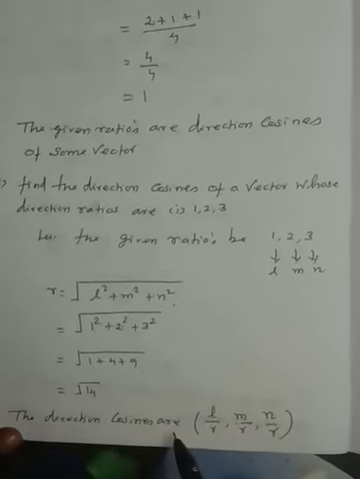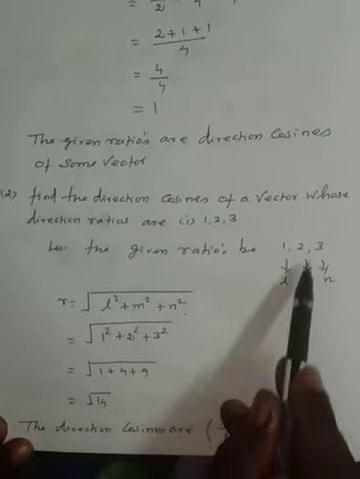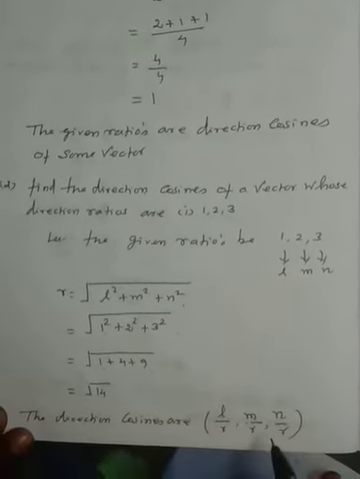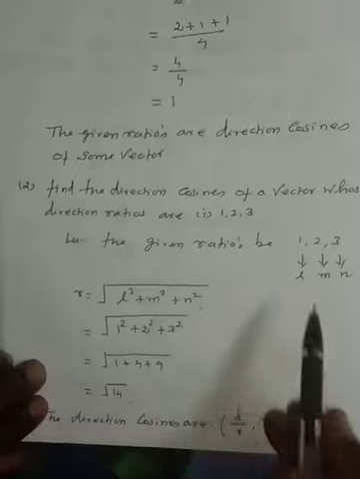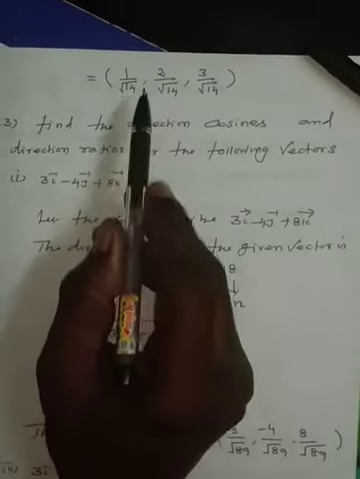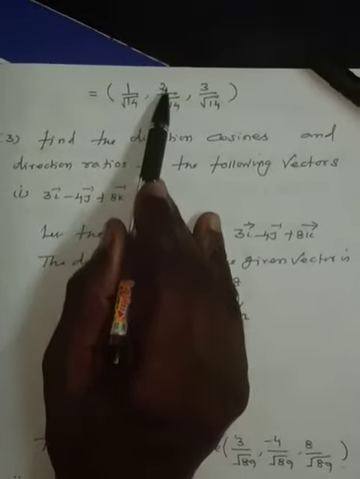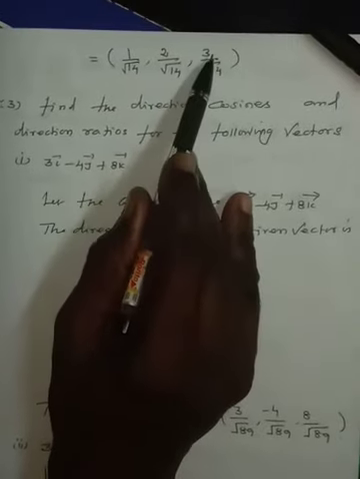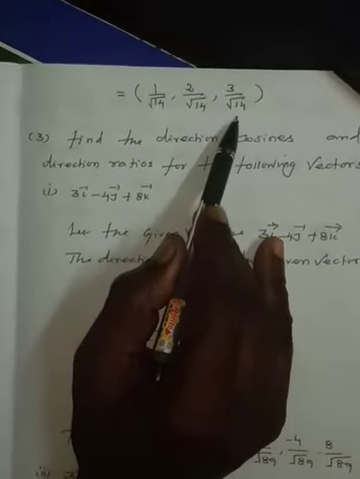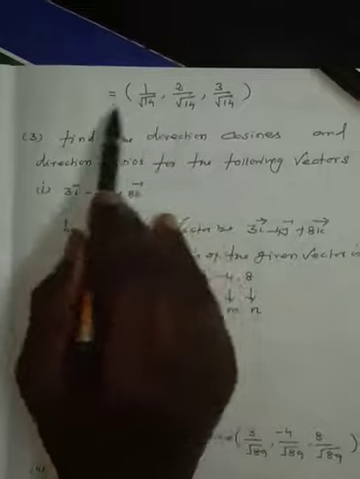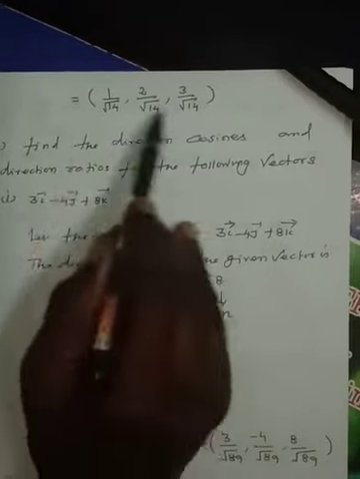The direction cosines are L by R, M by R, N by R. Here L is 1, R is root 14; M is 2, R is root 14; N is 3, R is root 14. So these are the direction cosines of the given ratios.